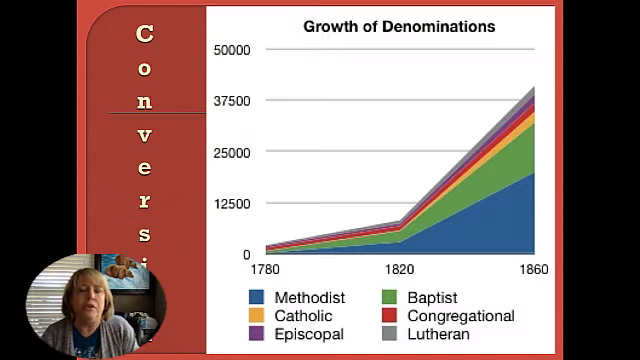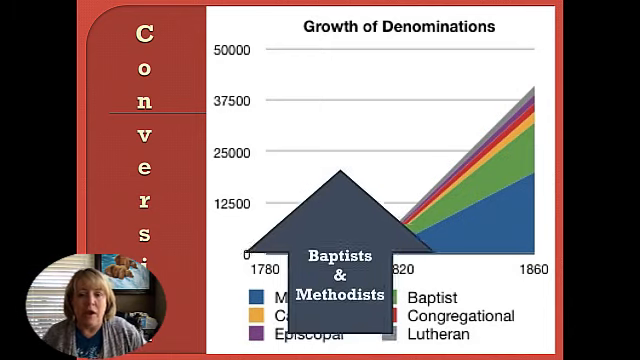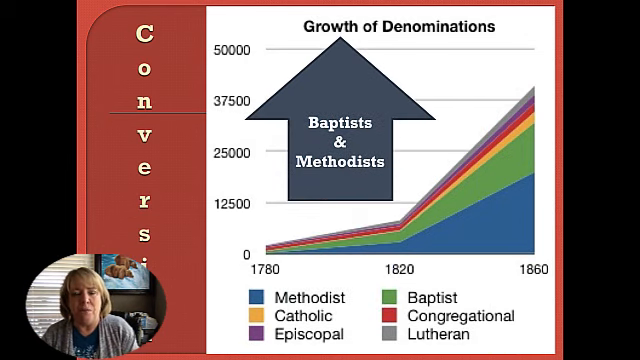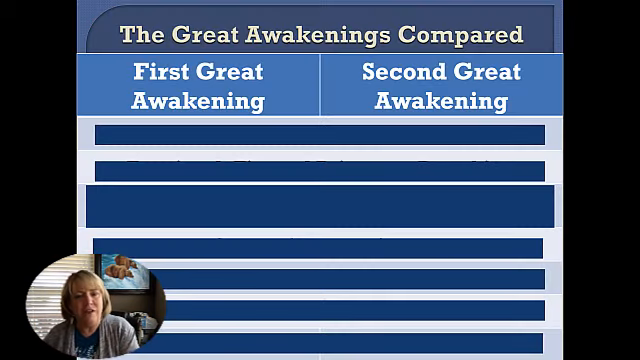What we see also during the Second Great Awakening, very similar to the First Great Awakening, is the growth of denominations. We're going to see more attendance in churches, and we're going to see a lot more attendance in these different denominations. Methodists and Baptists are primarily going to be the number 1 and 2 religions that grow out of the Second Great Awakening. When we compare these two, there's some slight differences.